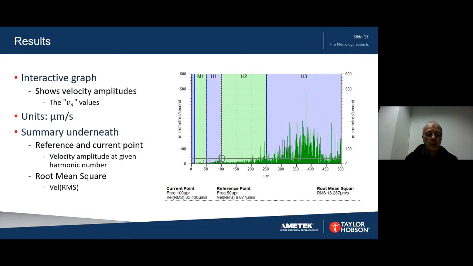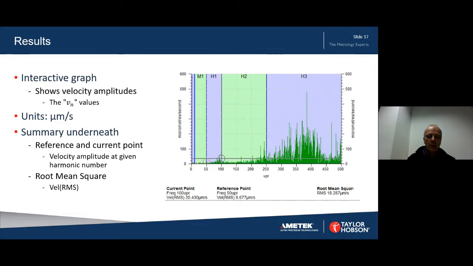So velocity analysis results are presented in many ways. One presentation of the results is the velocity graph as shown here. The graph shows the velocity amplitudes in micrometers per second by frequency in undulations per revolution, or UPR, in each user-defined band. The bands are labelled L, M, and H, and these can be broken into 3 subbands as shown here for the bands H1, H2, and H3.